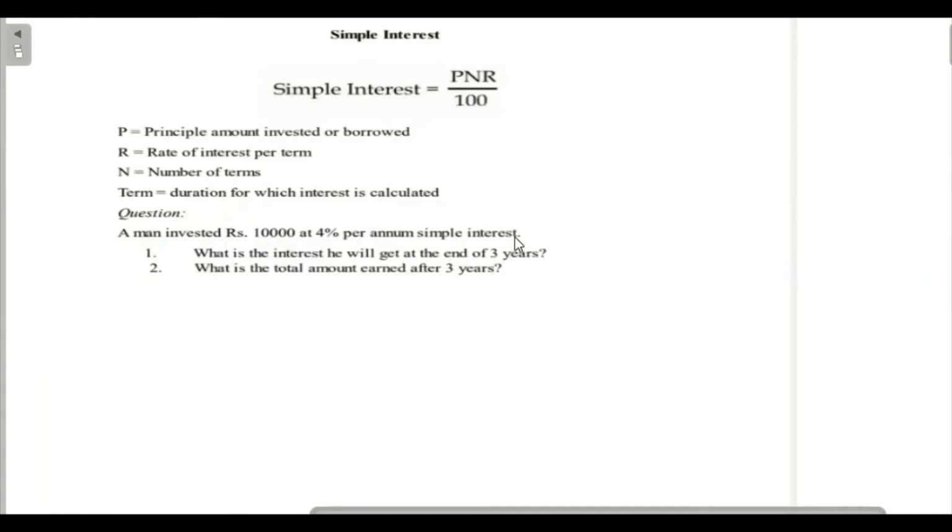Here we have the next problem, which is simple interest. We may or may not get one question from this. A man invested rupees 10,000 at 4% per annum simple interest. We have to calculate the interest he will gain at the end of 3 years.